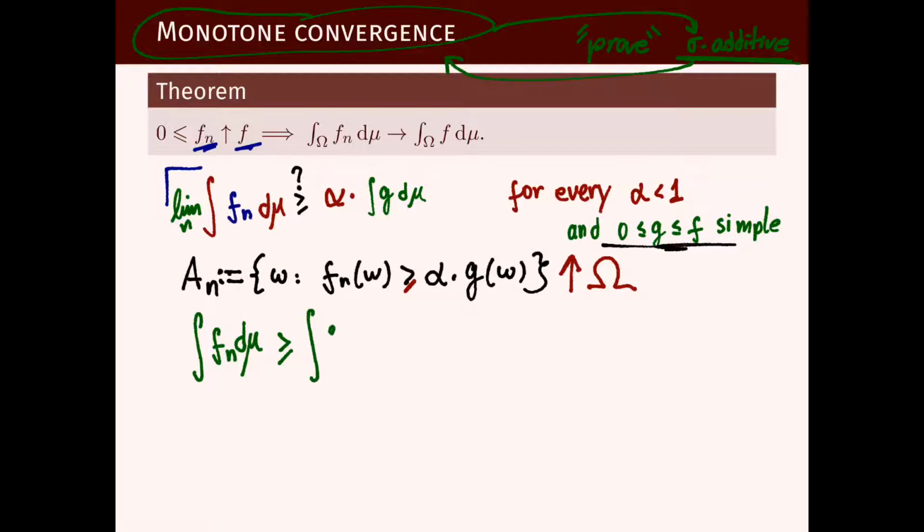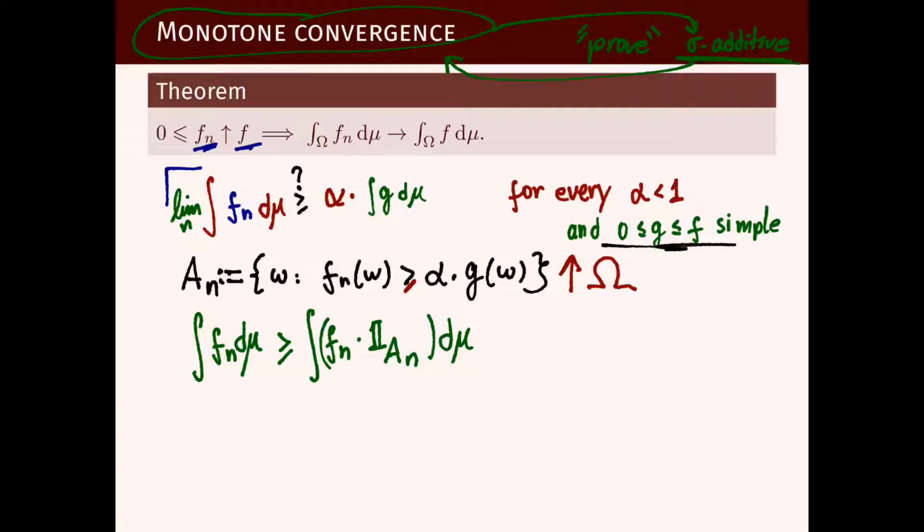This is f_n times a function which is either 0 or 1. So multiplying it by this will produce a function which is at most as large as f_n. And this function, which is either 0 or 1, will be exactly the indicator of A_n. So this is a function which is 0 for omega not in A_n, but 1 there.